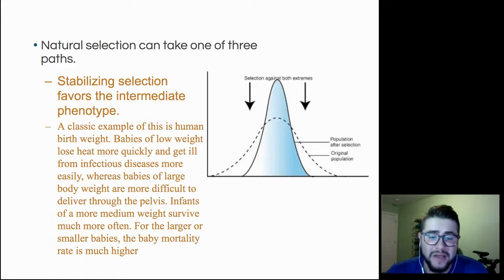And so generally, infants with the medium weight survive more often than the larger or smaller babies, and their mortality rate is much higher. And so this is an example where you see stabilizing selection, where the two extremes, low birth weight and high birth weight, are selected against, and the intermediary is selected for. This is called stabilizing selection.